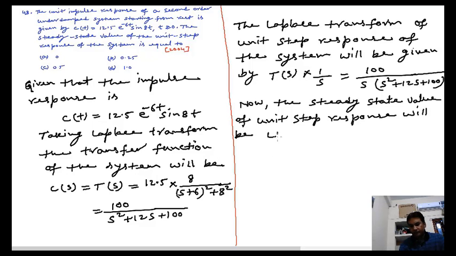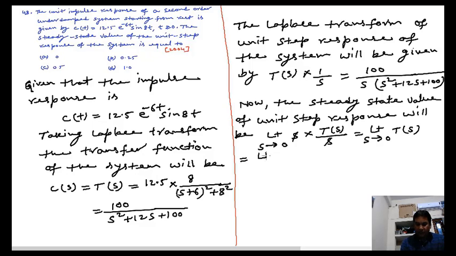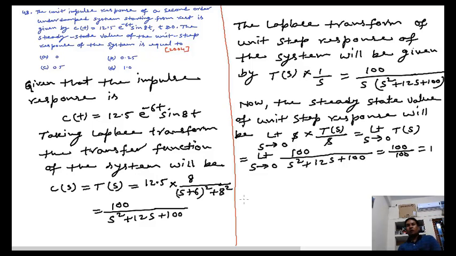given by limit s tends to 0, s multiplied by nothing but this one. This is Ts by s. So s will cancel out each other, and we are left with only limit s tends to 0 Ts. Ts is nothing but 100 divided by s square plus 12s plus 100. If we give the value of s as 0, then we will get 100 by 100, and that will be nothing but 1. So the steady state value of unit step response will be 1.